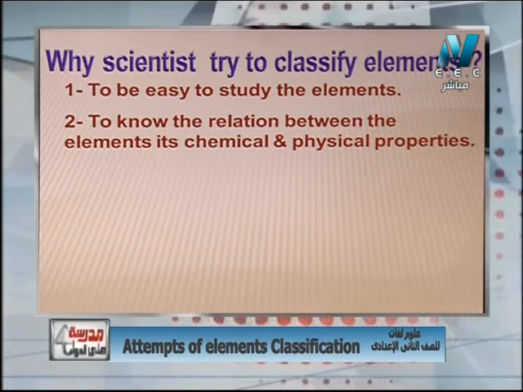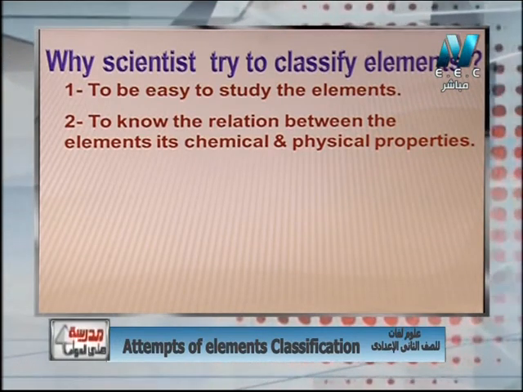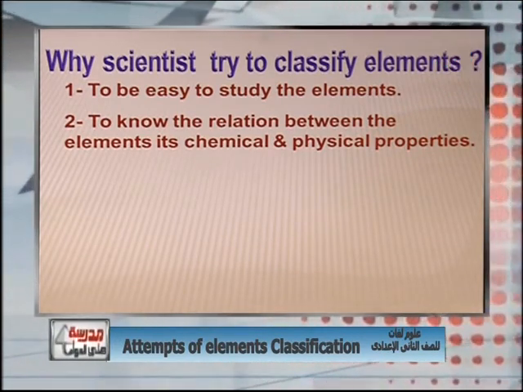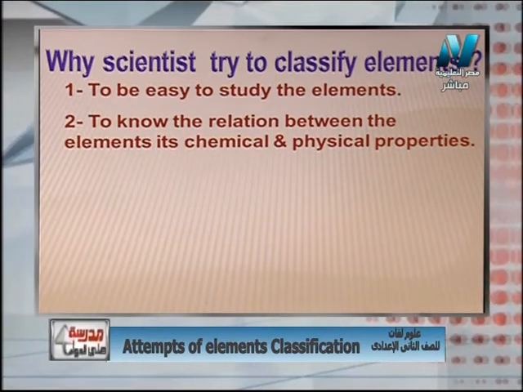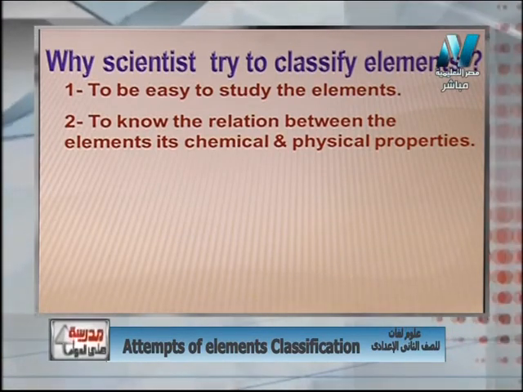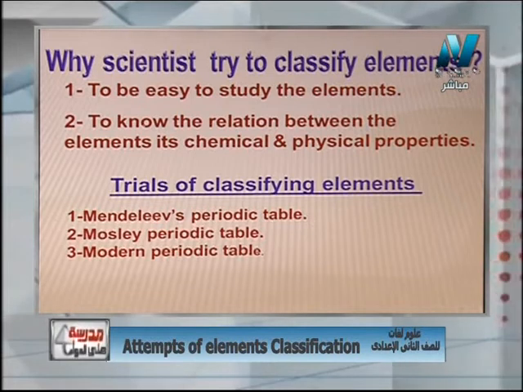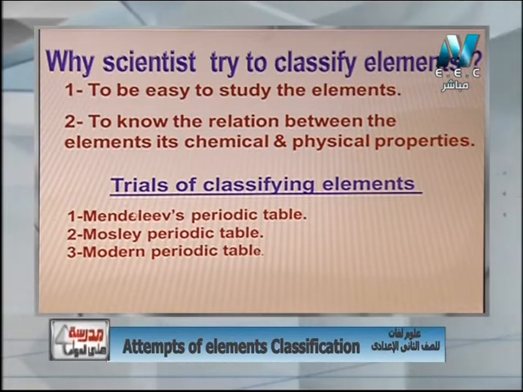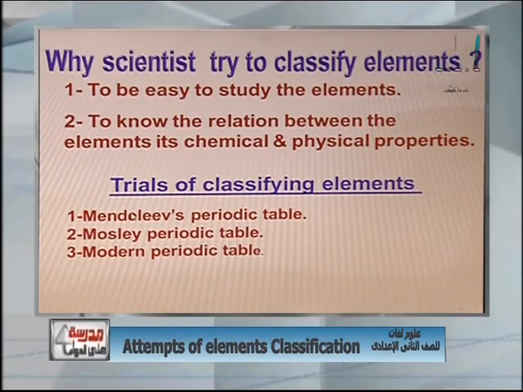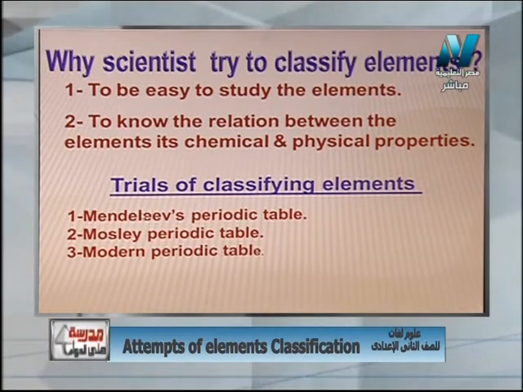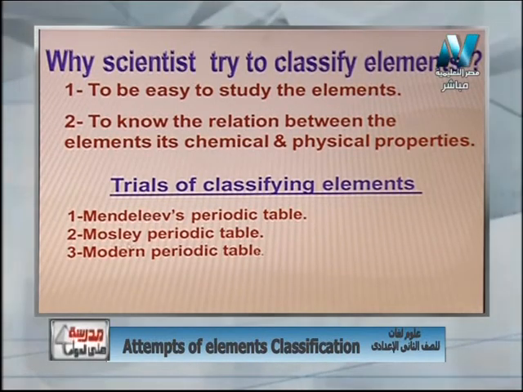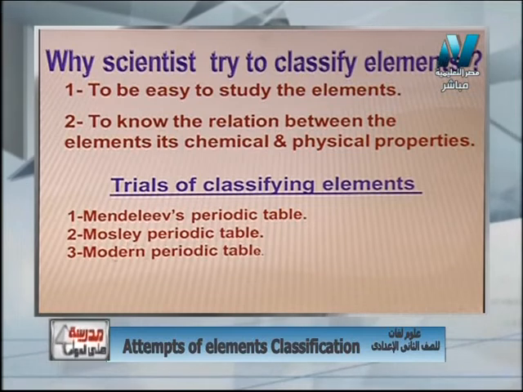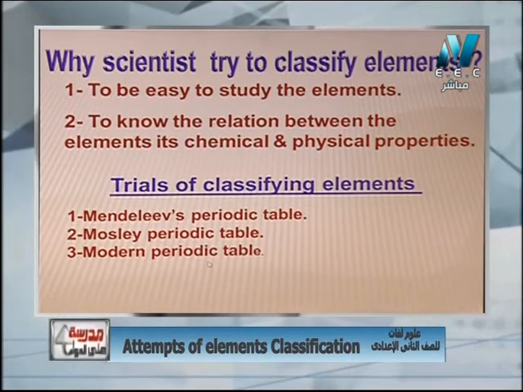Okay. We have 3 attempts for this classification. There were many attempts, but we are going to study only 3 of them. The trial or the attempts to classify the elements. Number 1, Mendeleev's periodic table, and we are going to take it right now. Number 2, Moseley's periodic table, and number 3, modern periodic table.